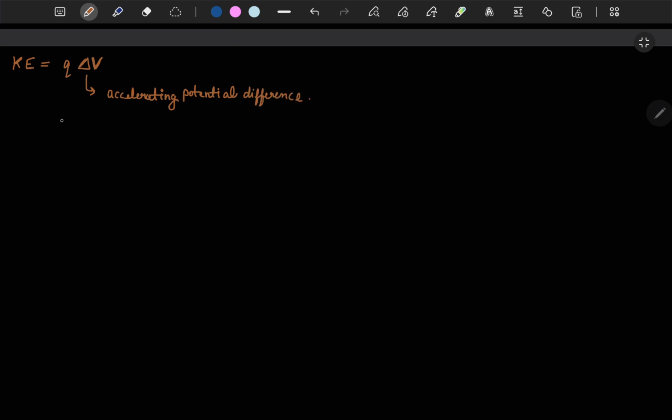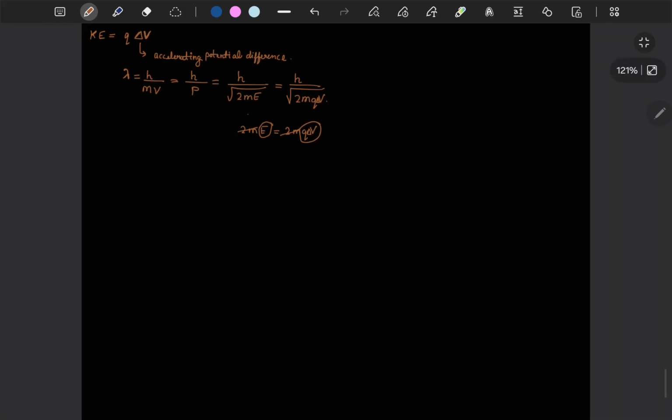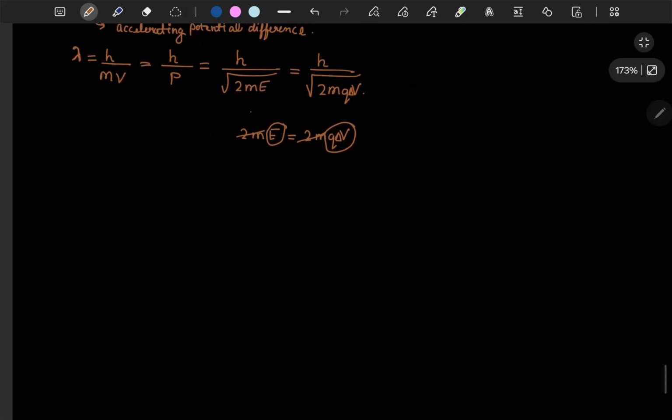This formula is quite easy to remember, as you have learned about the de Broglie wavelength. Lambda is equal to h upon mv, is equal to h upon p, is equal to h upon root 2mE. Here E is the kinetic energy, so h upon root 2m q delta V. Here delta V is the accelerating potential difference only. So from this we can say 2mE is equal to 2m q delta V. So 2m gets cancelled, and the kinetic energy is equal to q delta V. You can remember it from here also.